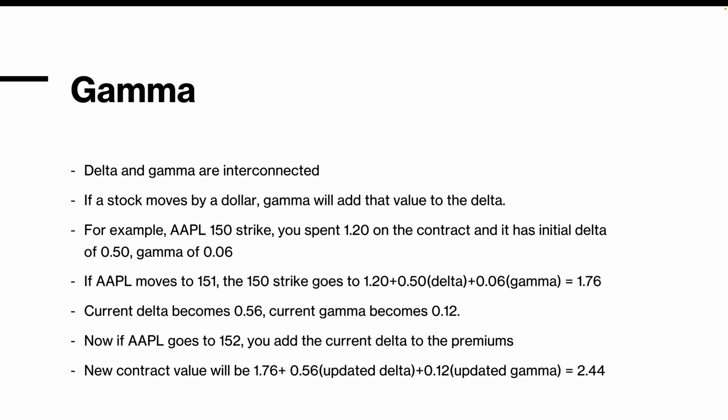So if you open a 140 strike deep in the money, it will usually have a delta of, let's say, 80 to 90. It just tells you that you have an 80 to 90% probability of making at least $1 from the trade.